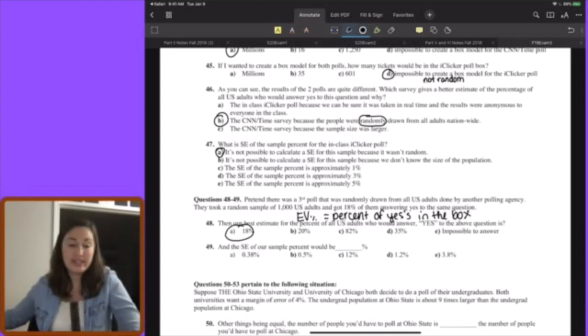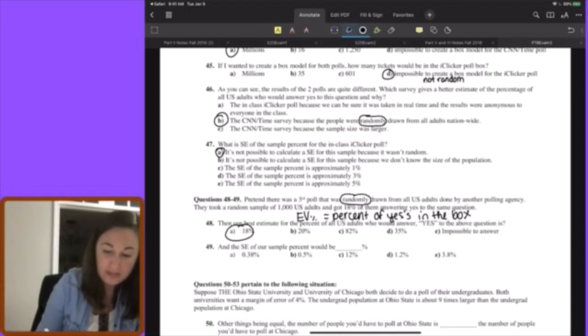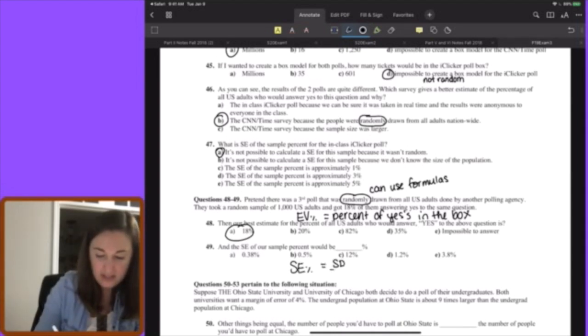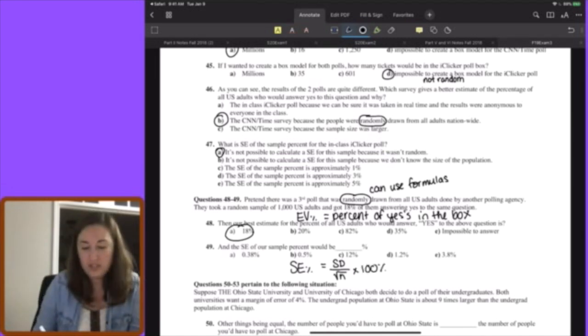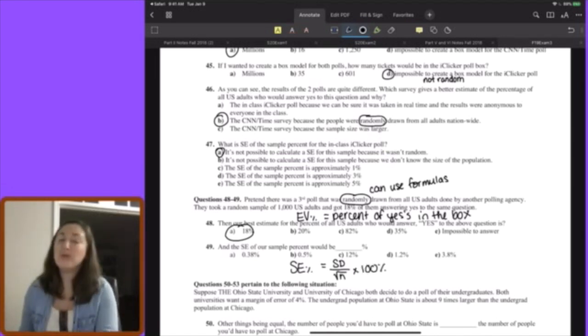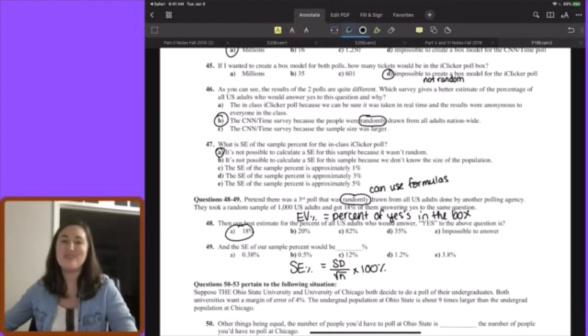Here I can definitely calculate it because it was random. So I'm going to say I can use my formulas. So my standard error for the percent would be the SD over the square root of n times 100. This is another situation where they don't give us the SD, but we could calculate it because we're dealing with percentages, kind of like we saw earlier in this review.